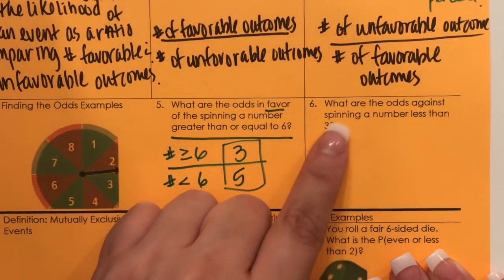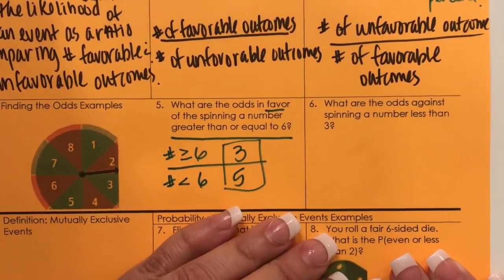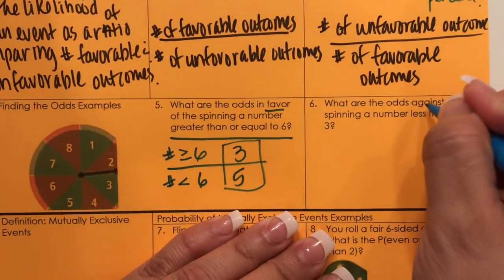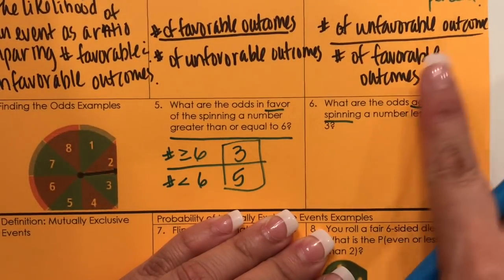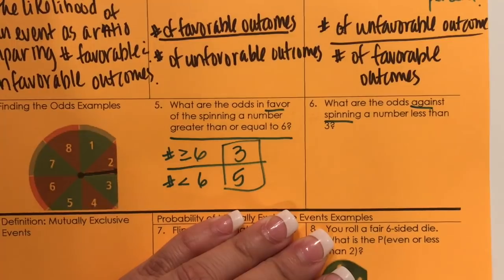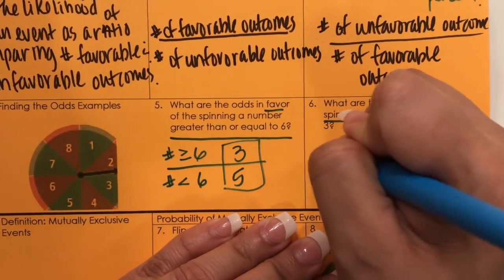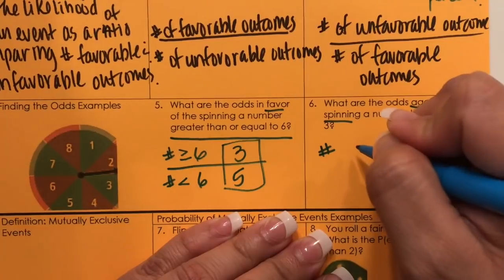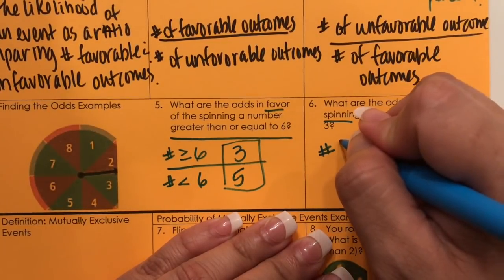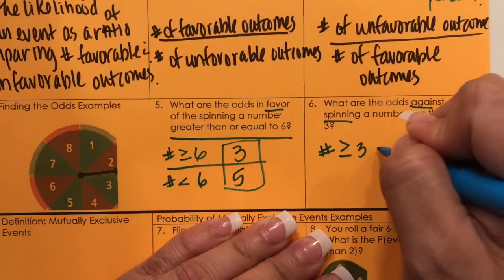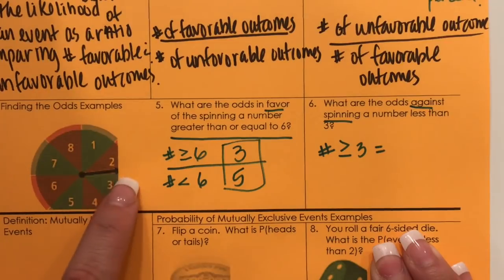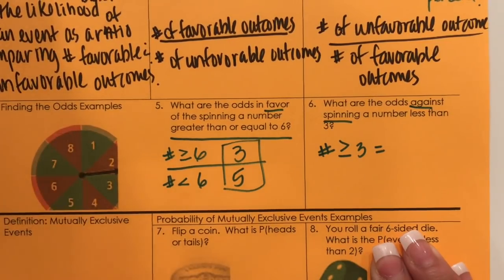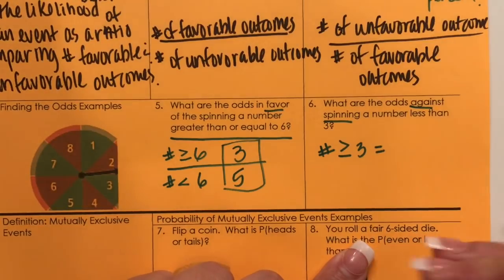Okay, what are the odds against spinning a number less than 3? So this is the odds against spinning. So it's going to be the number of unfavorable outcomes divided by the number of favorable outcomes. So I'm going to say the numbers which are going to be greater than or equal to 3 on the spinner. There's greater than or equal to 3: 3, 4, 5, 6, 7, 8. So that's a total of 6.